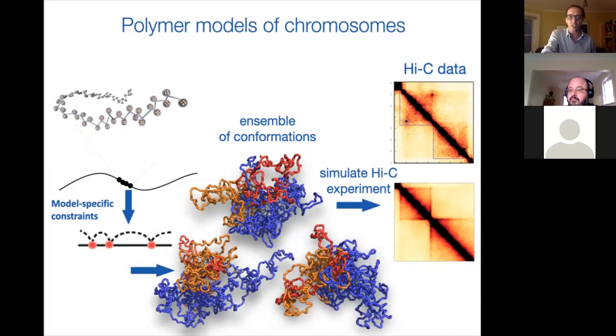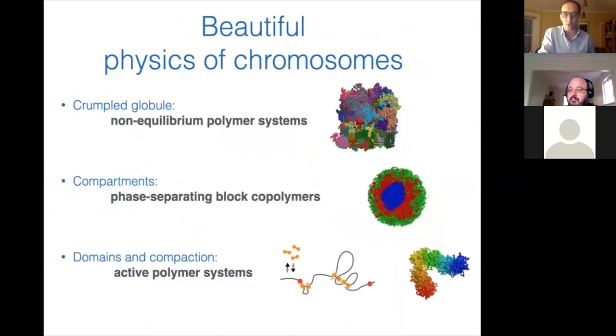So instead of inferring conformational ensembles directly from the data, we basically simulate this forward and then compare results to the experiment. Again, so three things. Non-equilibrium polymer systems I will not talk about today. I will talk about phase separation, and then I will talk about the motors. So let's talk about the phase separation.